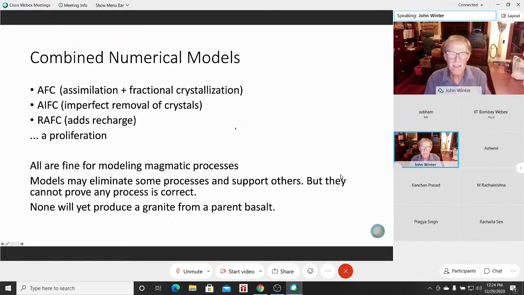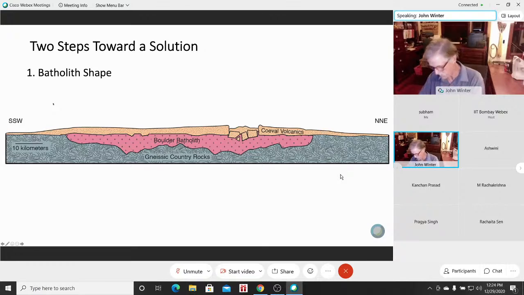Also, I've talked about a lot of these ways to do things. There's a bunch of combined numerical models that are becoming more and more prevalent, particularly with computing power.